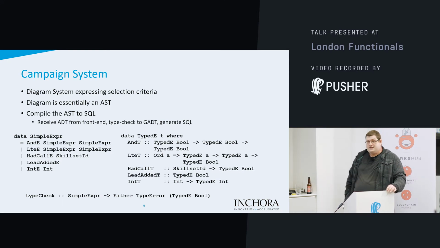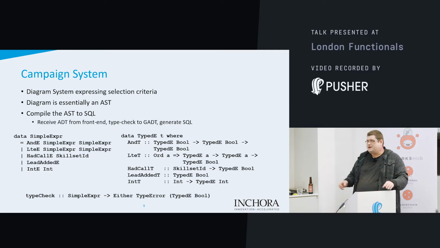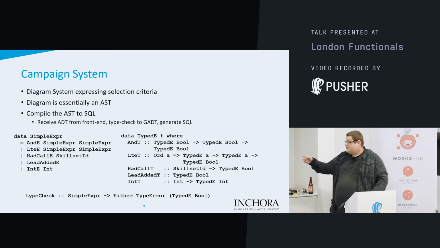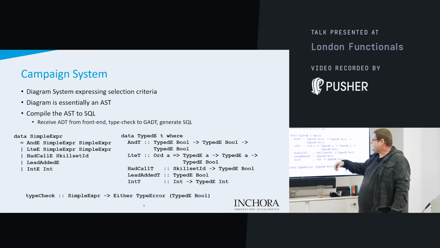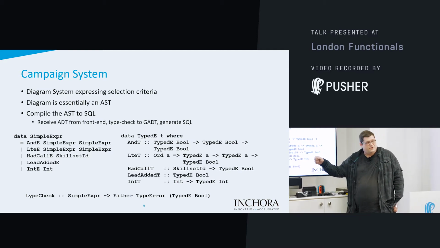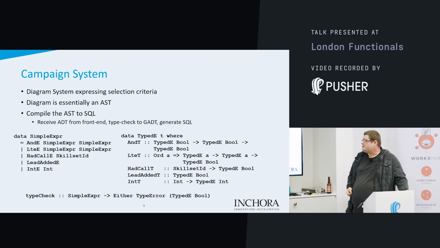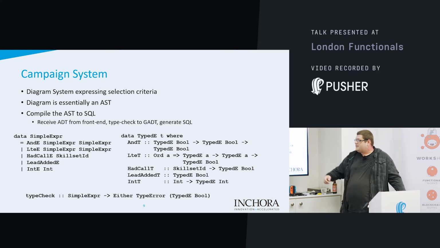Essentially, they create these diagrams, which we know is just an AST, but they don't need to know that. They create these diagrams and connect them together, and we essentially get the data structure on the left here. I've grossly simplified it for the sake of convenience. But what we want to do is type that, because we want to make sure everything's sane, so that people aren't doing things like comparing whether the added date was less than how many calls, whether they've had a call or not, and all this sort of thing, because we want to make sure that things are rational.